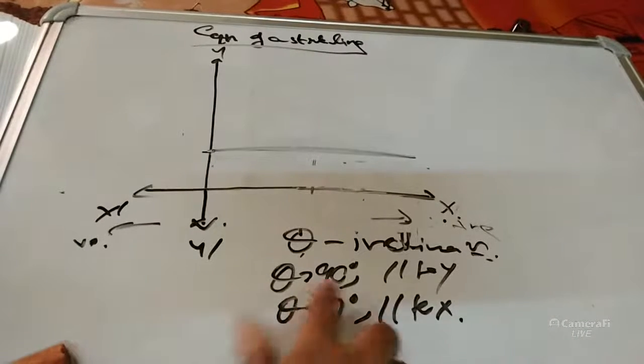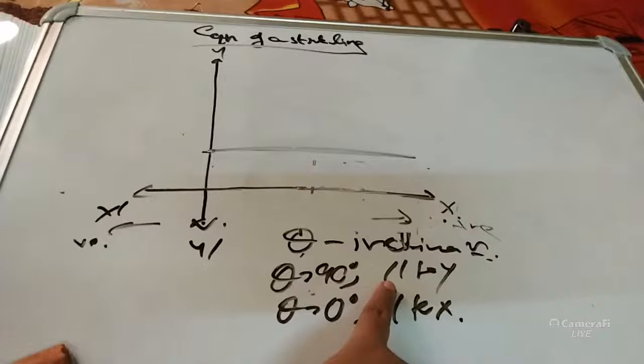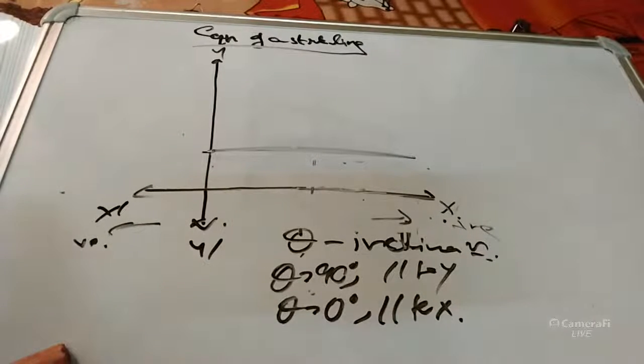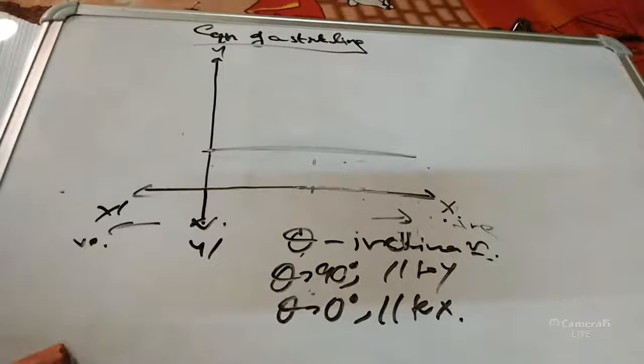So if theta is 90 degrees, the line becomes parallel to the y-axis, known as a vertical line. If theta is 0 degrees, the line becomes parallel to the x-axis, known as a horizontal line. Any other line where theta is some other value except 0 and 90 is crossing the x-axis, and that is a slanting line. That slanting line is known as an oblique line.